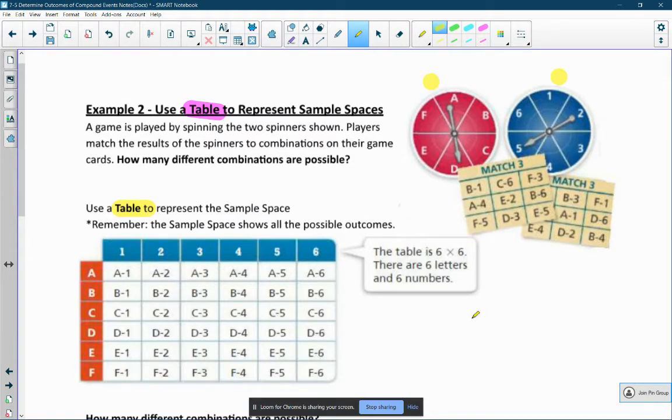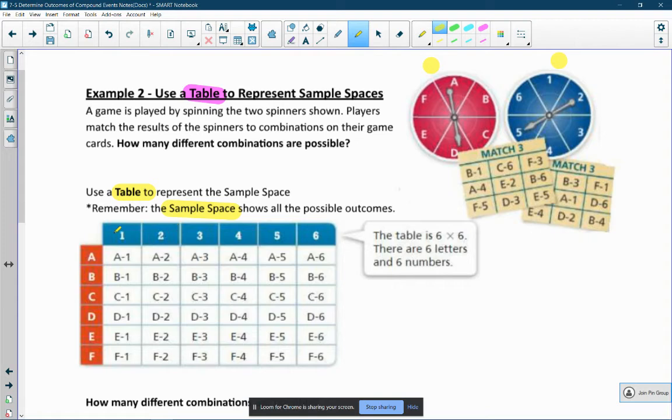Okay, this is a table. We're going to fill it out. Remember, the sample space shows all possible outcomes. So let's look at our table and how we have it set up.